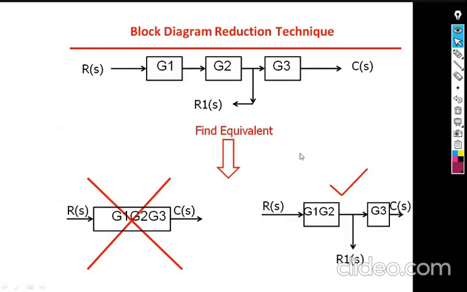One additional point to be noted here: in terms of physical appearance, G1, G2, and G3 are connected in cascade, but one signal, R1 of S, is taken out between G2 and G3. Hence, G2 and G3 cannot be considered as series blocks. Of course, there is no signal between G1 and G2, so you can consider G1 and G2 as a series block, but G2 and G3 you can't. That is the point to be noted.